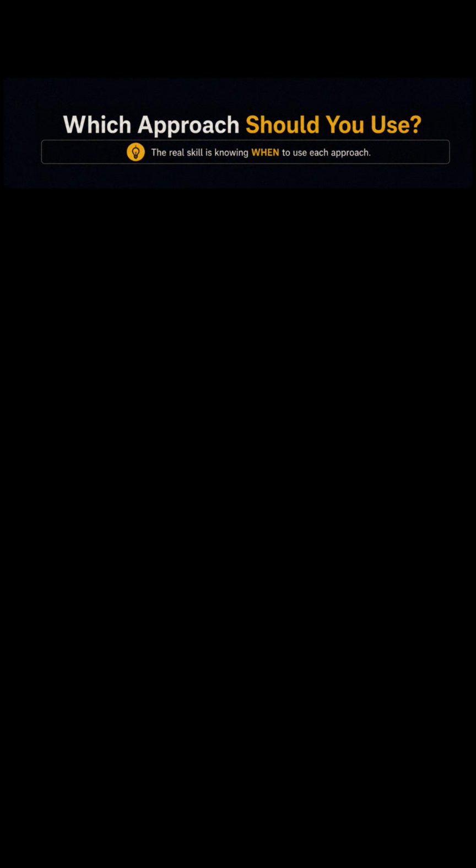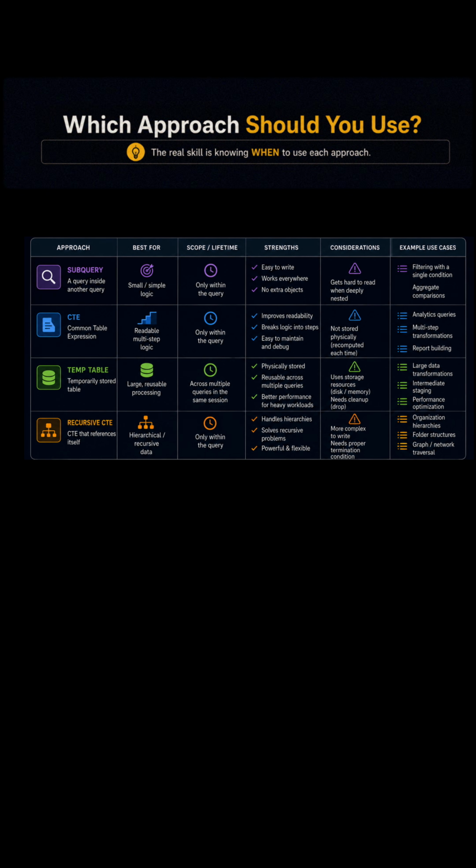The real skill is knowing when to use each approach. Subqueries are great for small logic. CTEs are best for readable step-by-step SQL. Temp tables are useful for reusable heavy processing. Recursive CTEs are perfect for hierarchies and recursive problems.